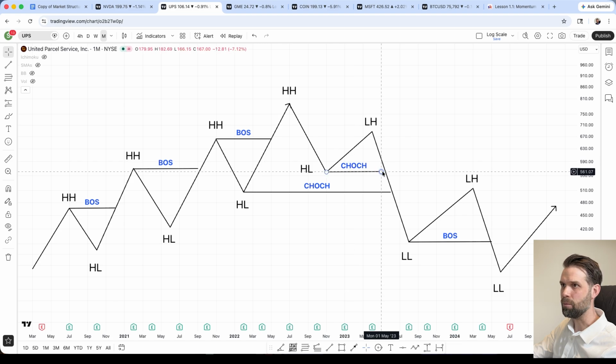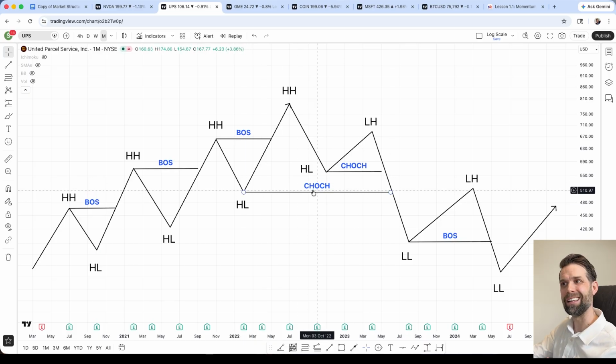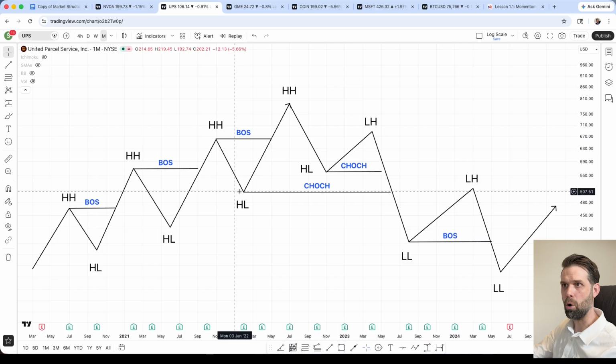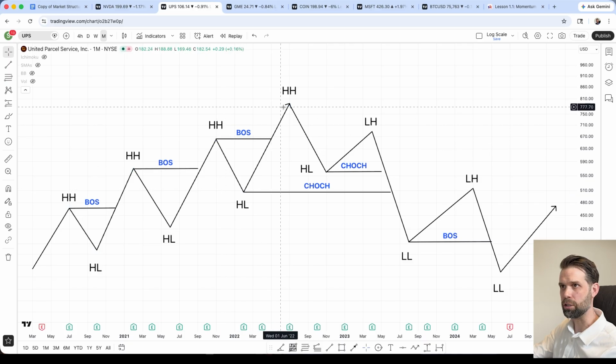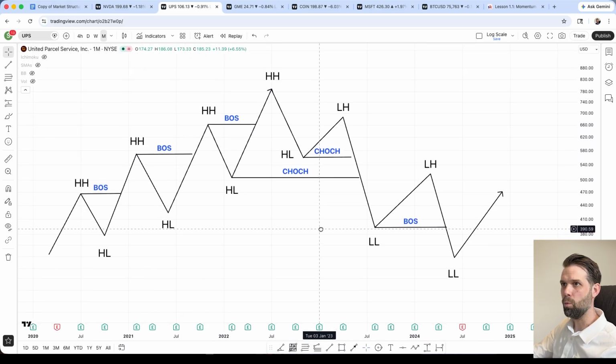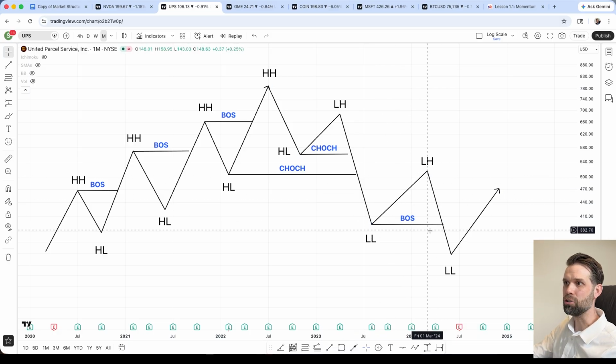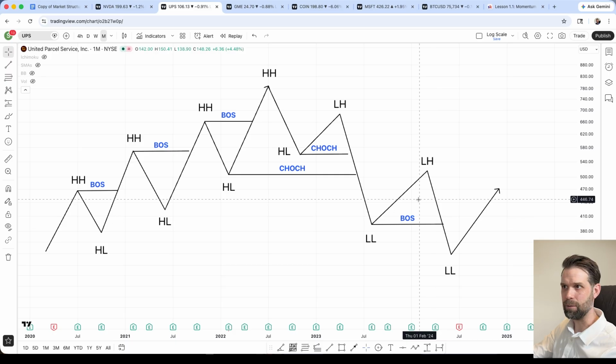So that is basically the rule with changes of character. This is a change of character, however, when price closes below this low, it's seen as more official. The probability that the trend is changing is higher because this is a really important low, associated with the last break of structure to the upside. And then we make a lower low and a lower high, and we have a BOS to the downside. So there's more confirmation that the trend is changing.